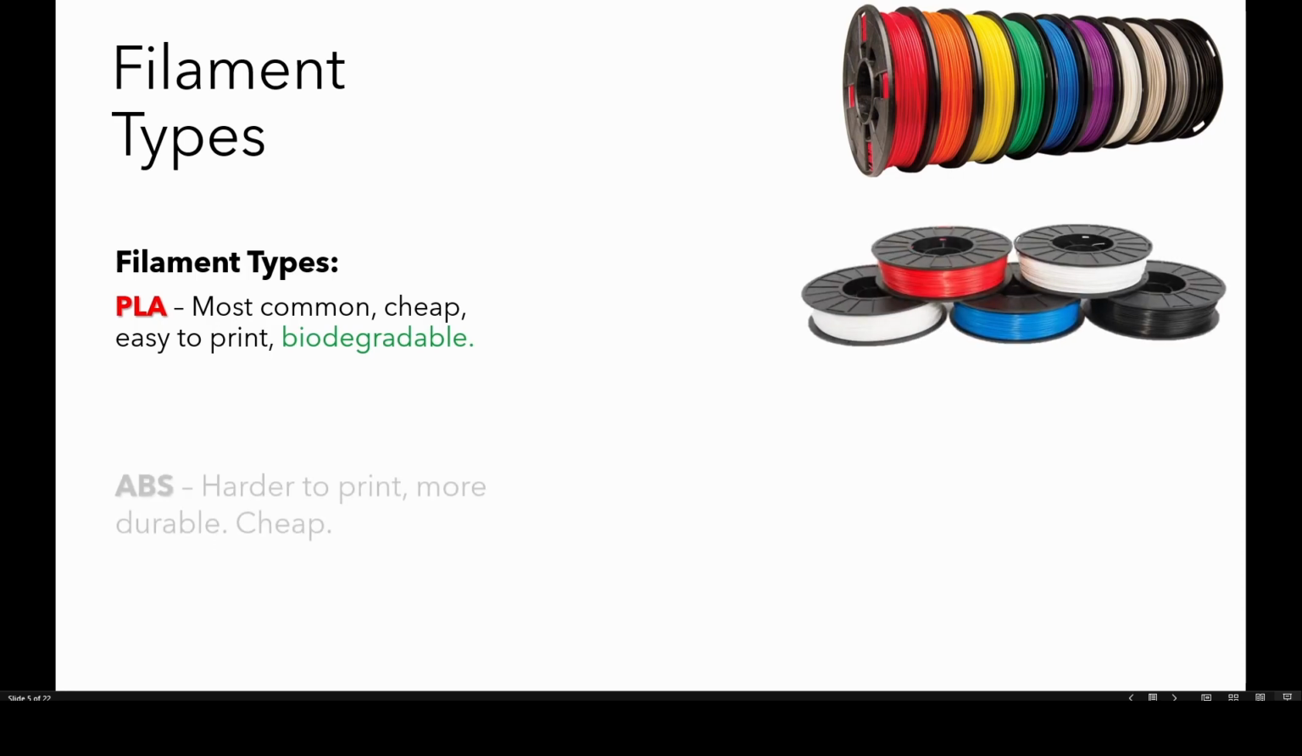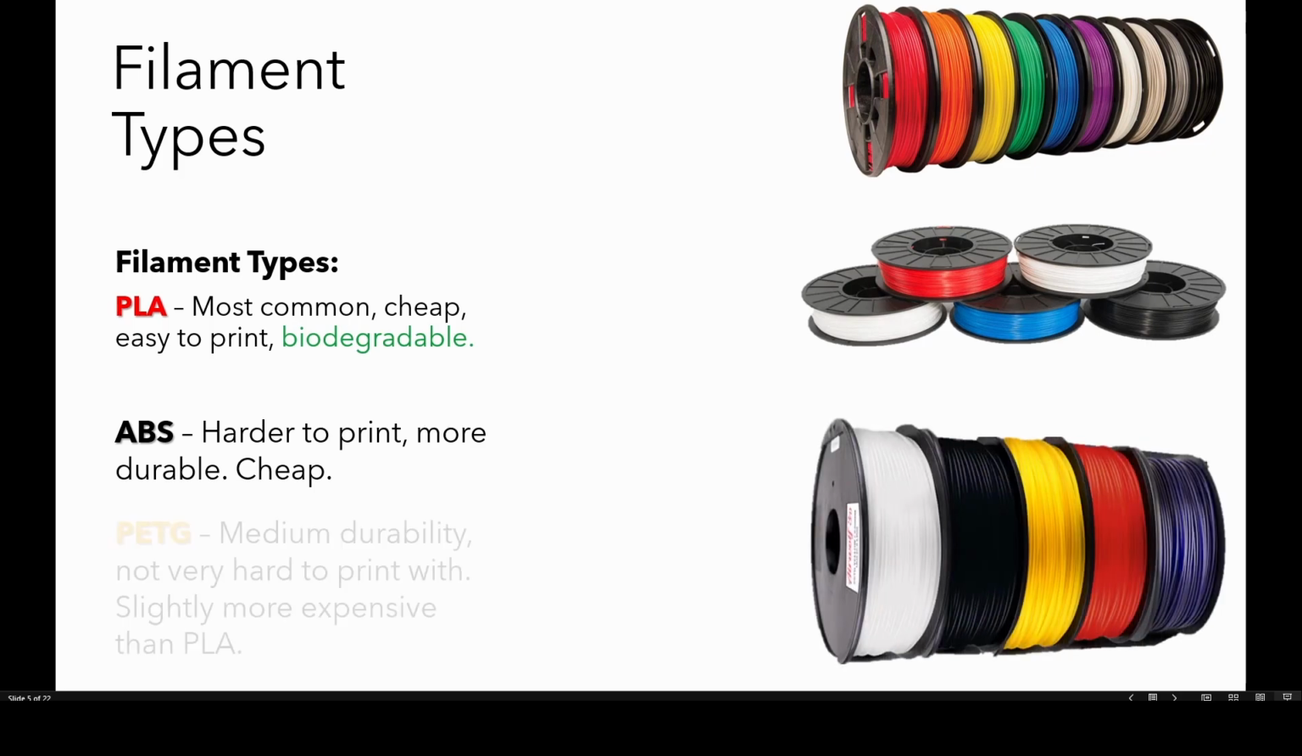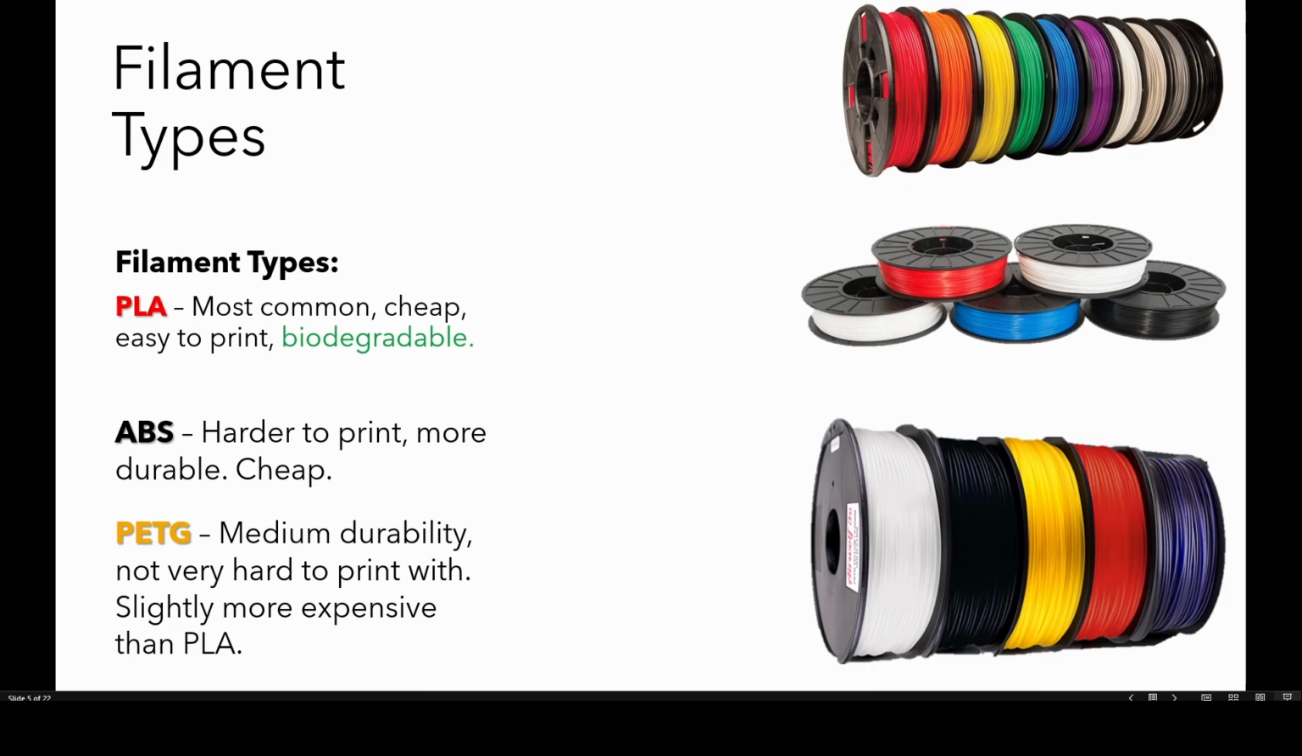ABS is harder to print, however it has different material properties that make it superior in some ways depending on your use case. ABS is a stronger plastic, meaning that it has more durability. This allows it to withstand more stress and hotter temperatures. And the last common material is PETG. PETG is sort of the middle ground when it comes to materials. It is often easier to print with than ABS and decently stronger than PLA, which allows it to be a popular choice for 3D printing.